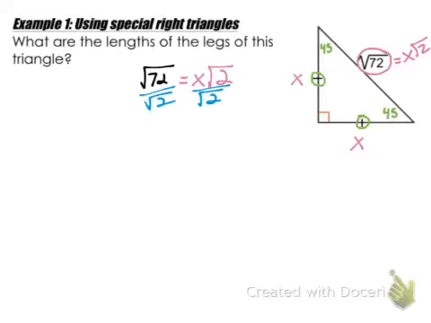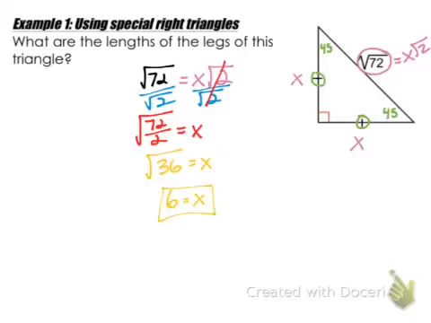So then root 72 divided by root 2 ends up being root 36. And then if I take the square root of 36, the side length of a 45, 45, 90 triangle, specifically this one with a hypotenuse of root 72, is the value of 6.